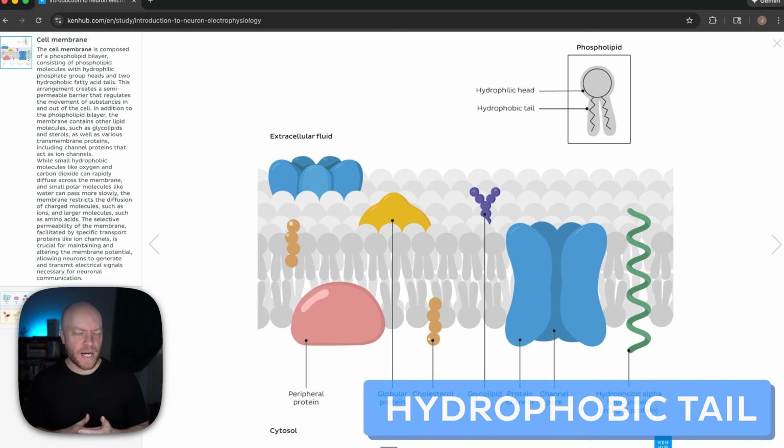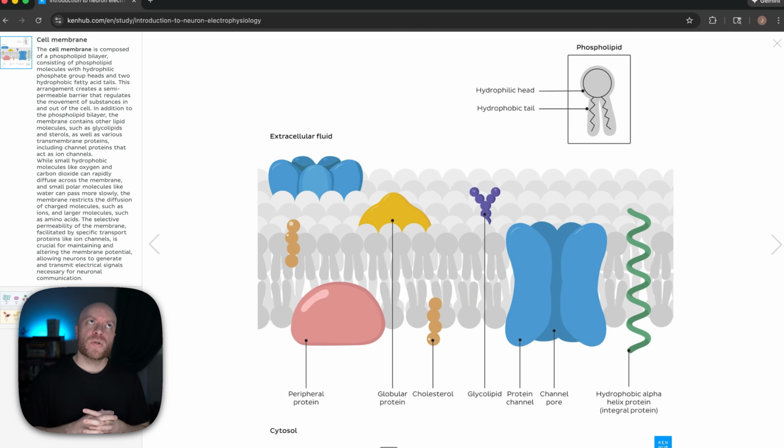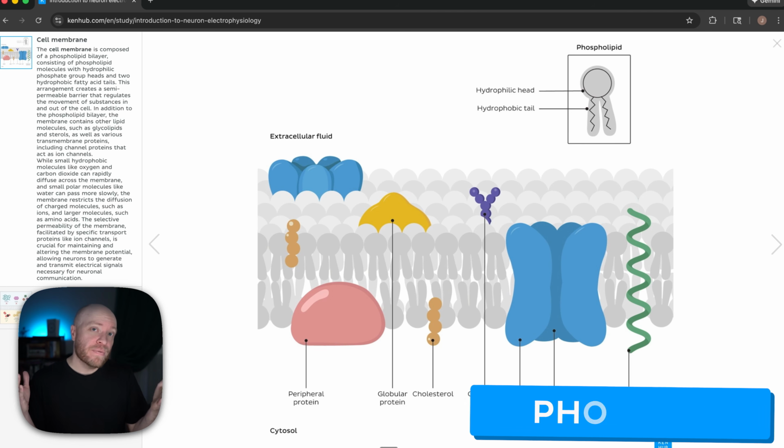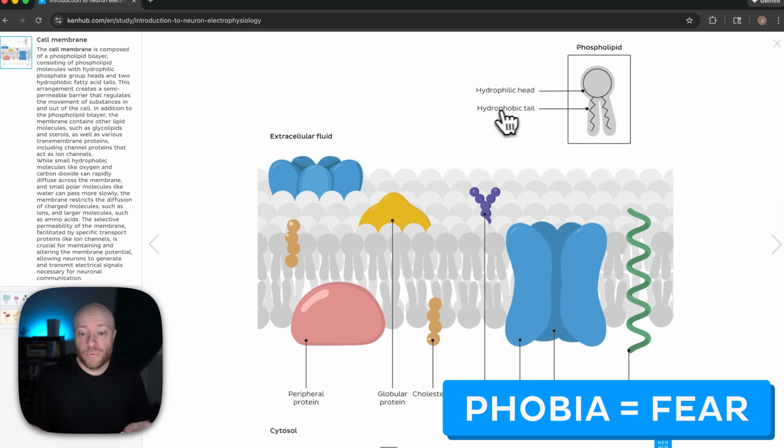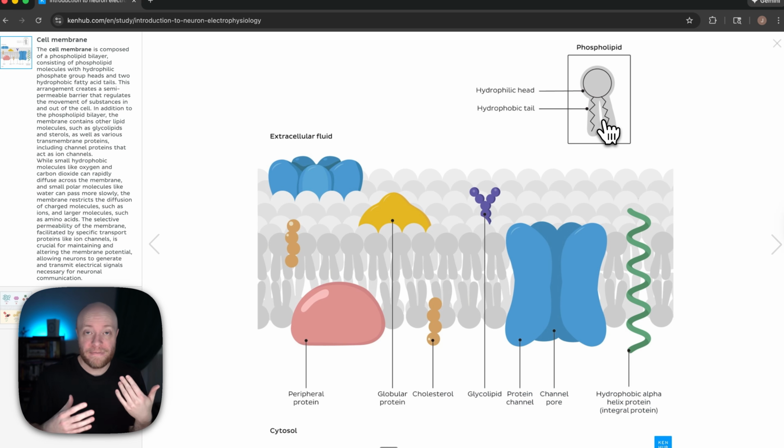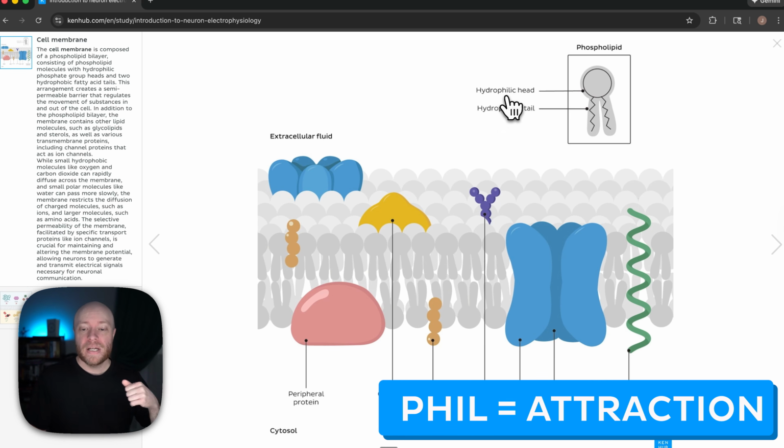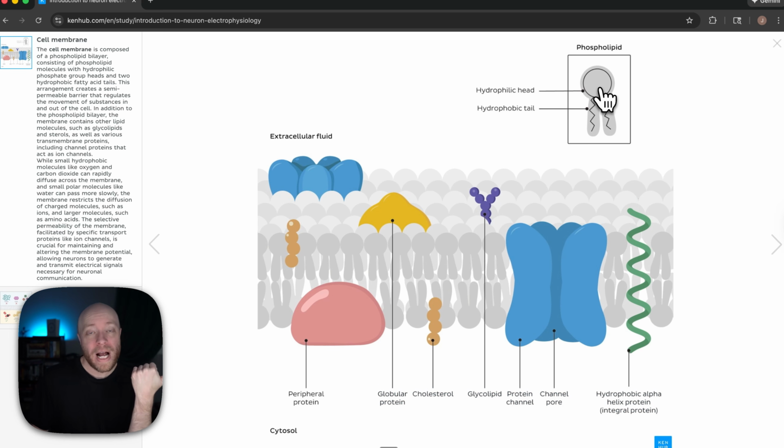So hydrophobic, I think most people understand phobia, meaning fear. So quite literally, hydrophobic tail means that it fears water. Is it literally fearing it? No, but basically it doesn't want to interact with water. Now, philic, if we look at what phil means, it means attraction. So hydrophilic heads are attracted to water.